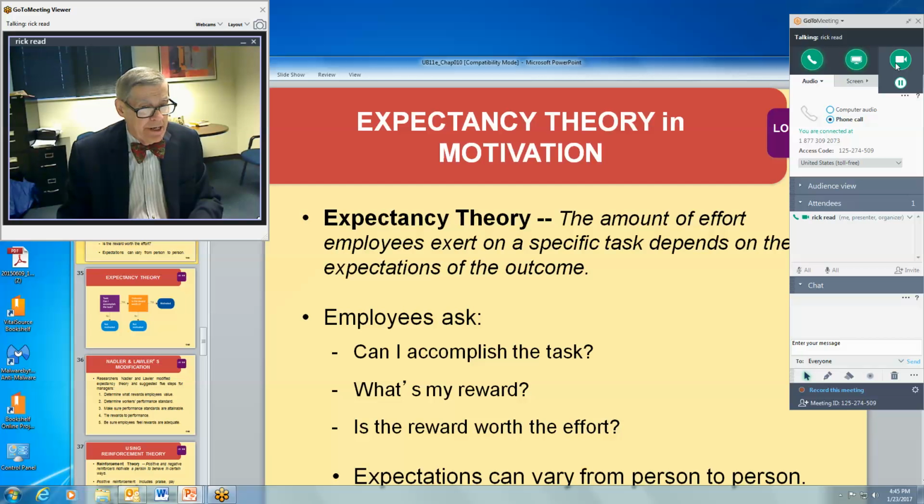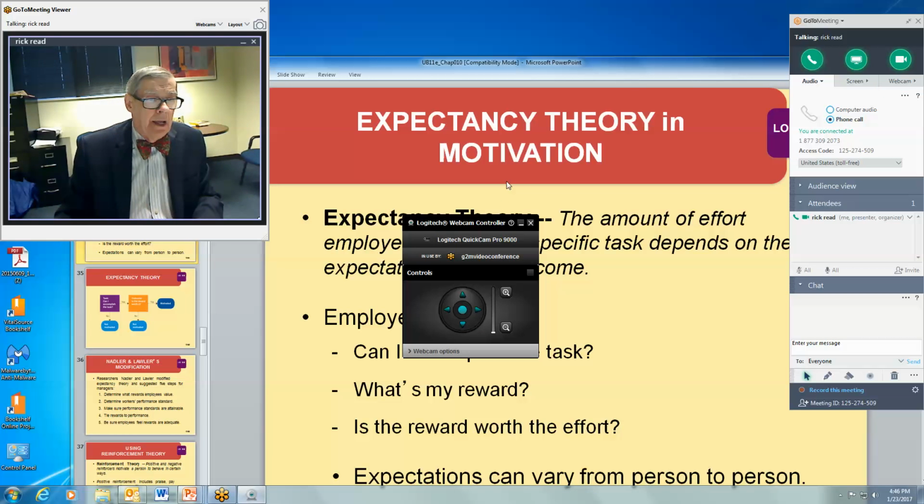theory. And you can see expectancy theory, we're going to get to it in a slide here in a second. But notice what the employee goes through. He or she asks, can I do this? What's my reward? And is my reward worth what I'm doing or the effort I'm going to expend?